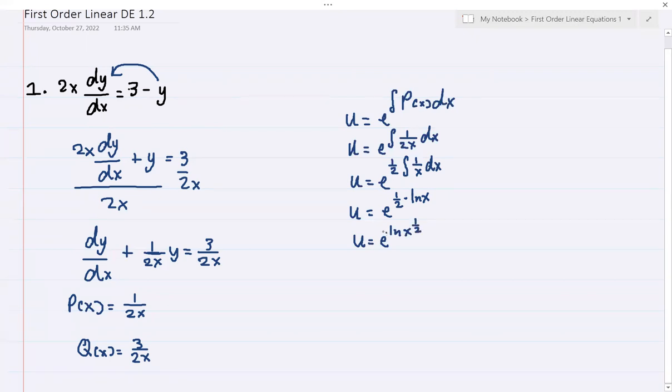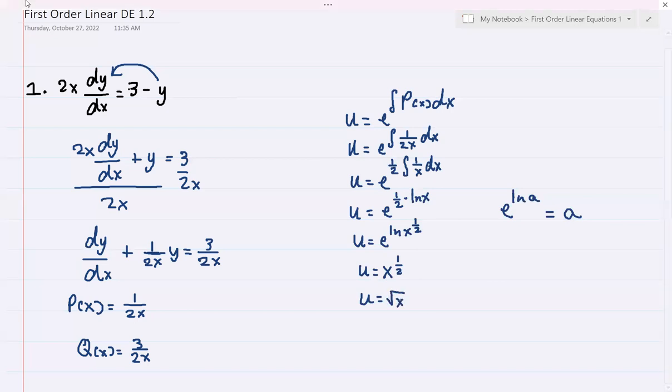And remember, if we have e raised to ln of something, for example, e raised to ln of a, you're just going to copy a. Because this is one of the laws of logarithms wherein if you have e as your base and a ln function as your exponent, just copy the input. So e raised to ln of a is equal to a. Therefore, e raised to ln of x raised to 1 half is basically x raised to 1 half, or u is equal to the square root of x.